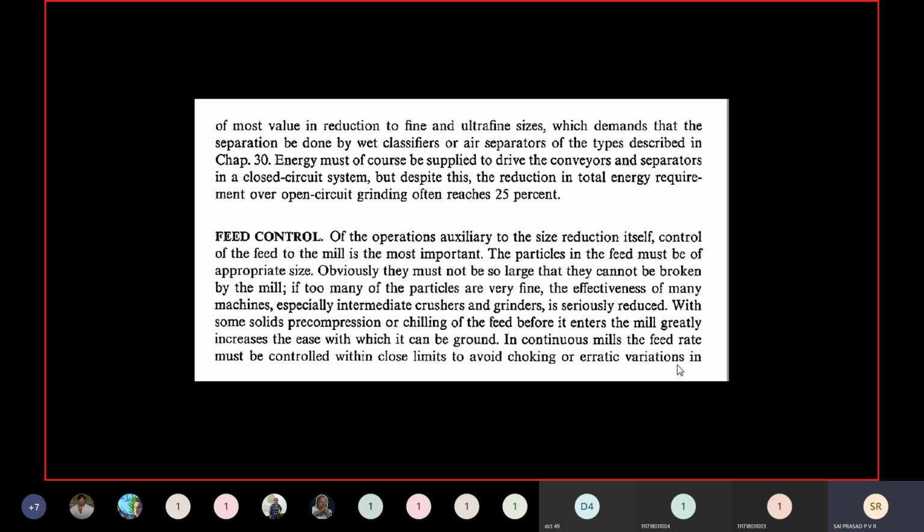So before you stop hearing that crushing sound, put the second particle, third particle, fourth particle. If you are able to do this, that is an art. What will happen? Continuously you are dosing the solid particles to the crusher, and whatever energy the machine is consuming will be used for crushing, for creating new surface energy.